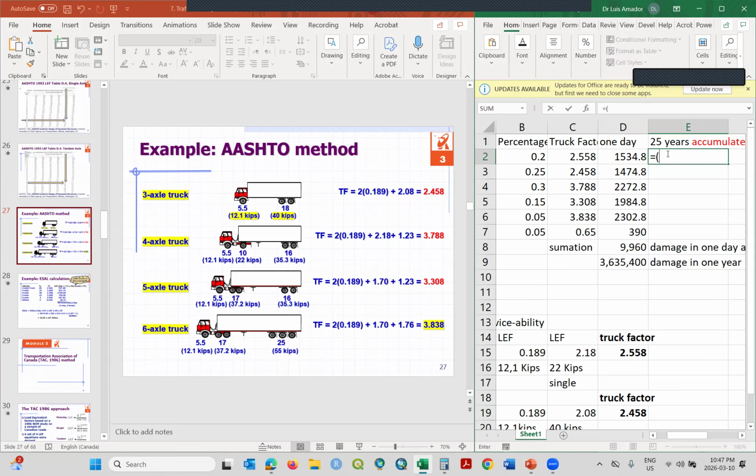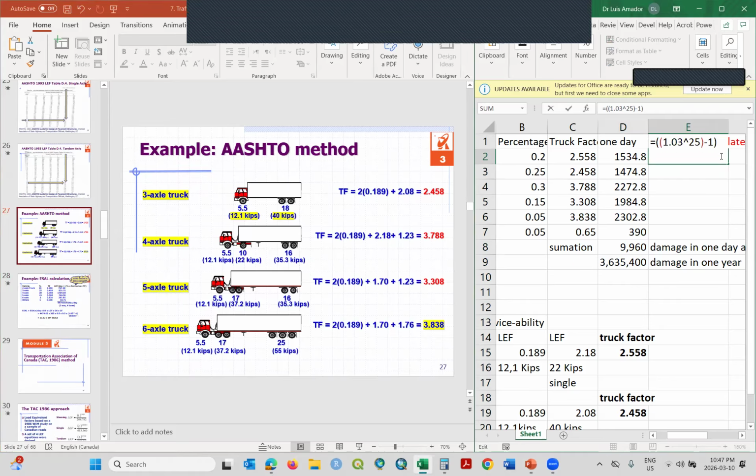Somebody remember how much was the factor? Was it 36 something? 36.45.